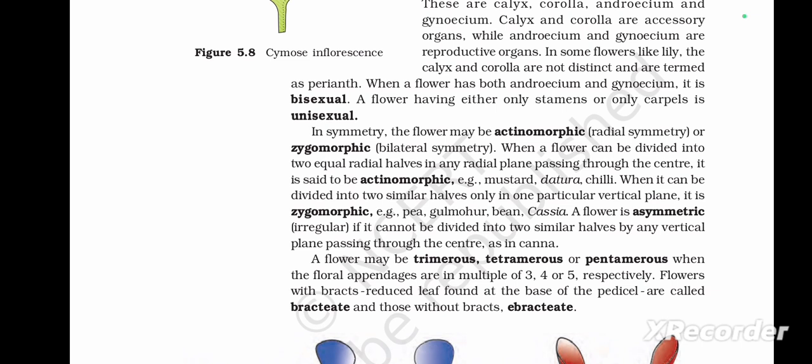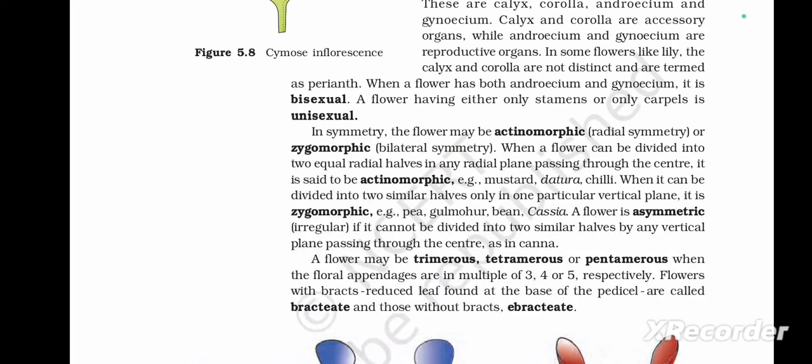When a flower can be divided into two equal radial halves in any radial plane passing through the center, it is said to be actinomorphic. Example: mustard, datura, chili. When it can be divided into two similar halves only in one particular vertical plane, it is zygomorphic, as in pea, gulmohar, bean, cassia. A flower is asymmetric, that is irregular, if it cannot be divided into two similar halves by any vertical plane passing through the center, as in canna.